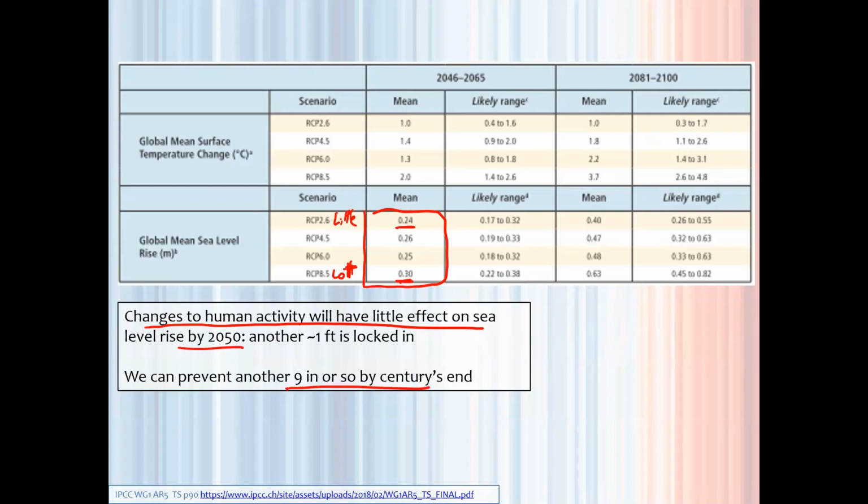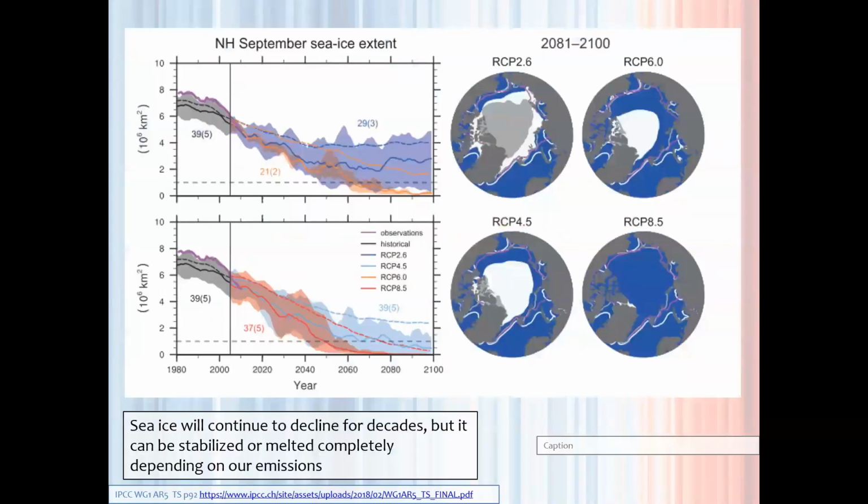And that's not even accounting for possible tipping points like Greenland suddenly melting in a way that we don't expect, or the West Antarctic ice sheet melting in a way that we don't expect. We do think also that sea ice is going to continue to decline, even if we cut off. So if, 20 years from now, we have made a bunch of changes to our behavior, but it doesn't seem like climate is getting any better, this is why. We've locked in a lot of these changes for decades already. But if we change now, we can decide whether to stabilize that sea ice or melt it completely, depending on our emissions.